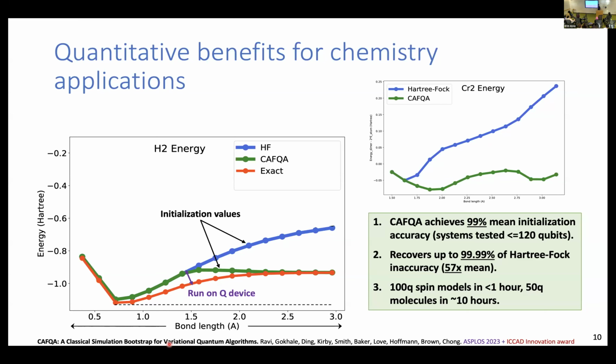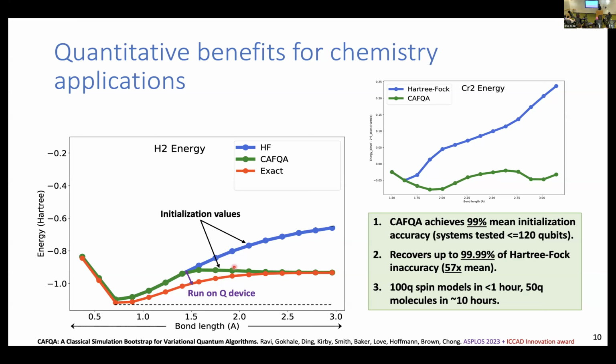Okay, and this is your dissociation energy curve, which is usually what you want to construct in these kinds of problems. And you can see that the Kafka... So here the blue line is the Hartree-Fock based initialization, the green line is the Kafka initialization, and the orange line is the exact result which you want to achieve. So you can see that the green line is always equal to or better.